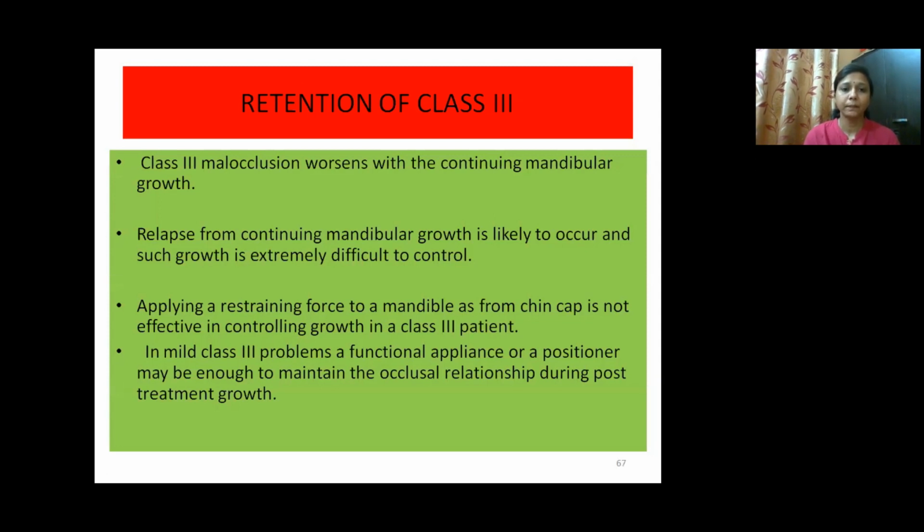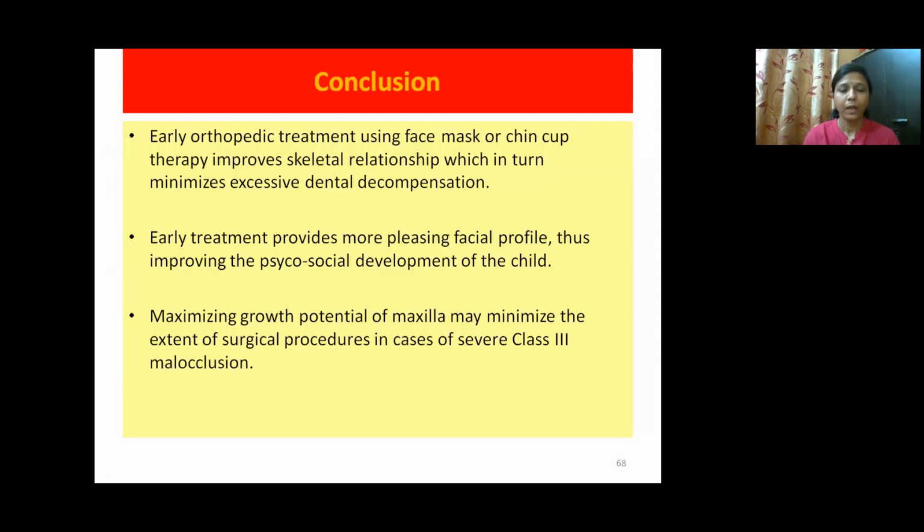Retention is very difficult. Applying a restraining force to the mandible, as from a chin cup, is not effective in controlling growth in class 3. Relapse from continuing mandibular growth is likely to occur, and such growth is extremely difficult to control. Early orthopedic treatment using face mask or chin cup therapy improves skeletal relationship, which in turn minimizes excessive dental compensation. Maximizing growth potential of the maxilla may minimize the extent of surgical procedures in cases of severe class 3 malocclusion. Thank you.